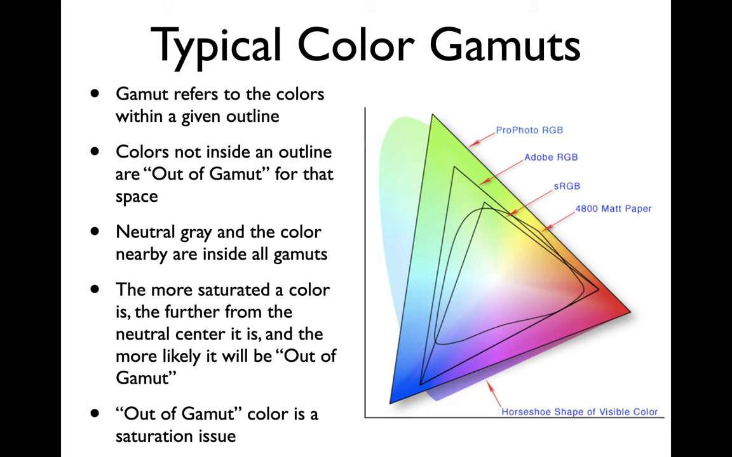Out of gamut, and this is the takeaway from this, the biggest problem that we have in this game of taking color from a computer monitor and putting it into a print form or getting it up on a website or all of that kind of stuff, the biggest issue that we've got is saturation. Saturation is what is at stake.